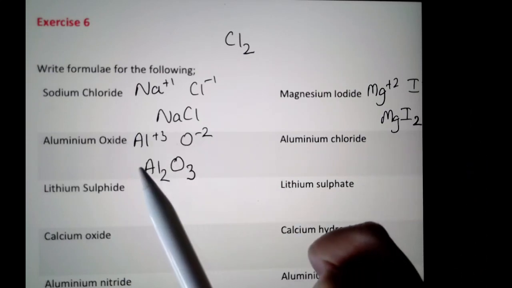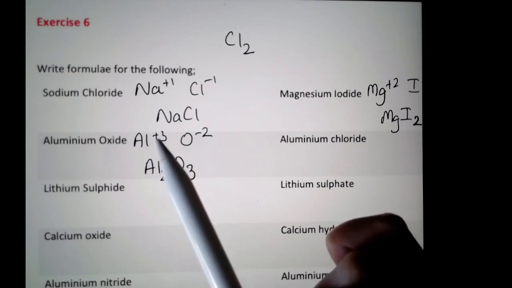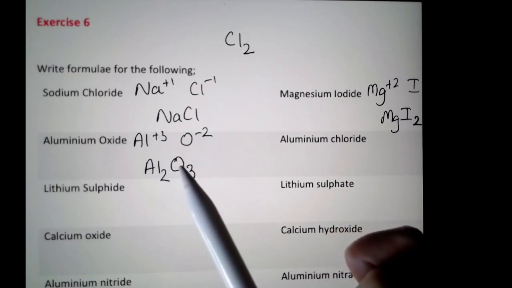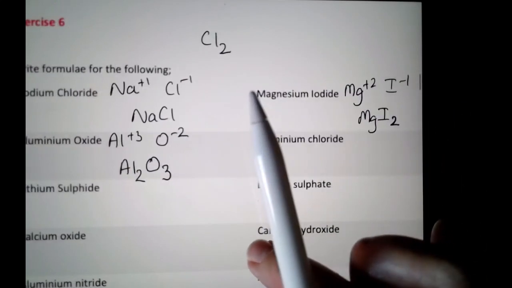And now I've got 2 aluminiums, which means I've got 2 +3s. I've got +6 in total. I've got 3 oxygens, which means I've got 3 -2s. I've got -6 in total. +6, -6, my charges balance.